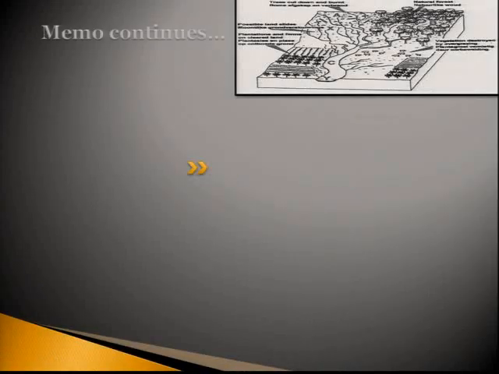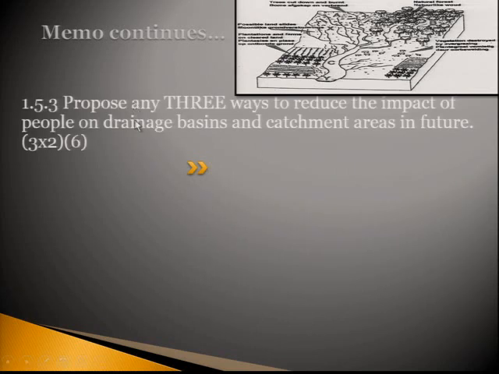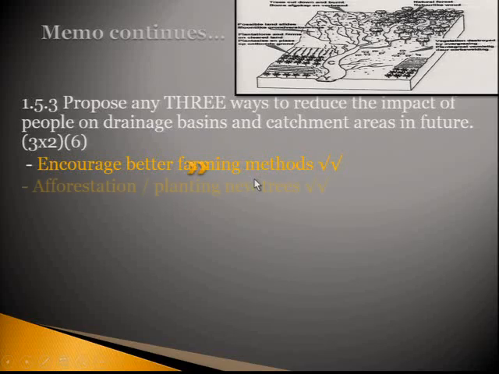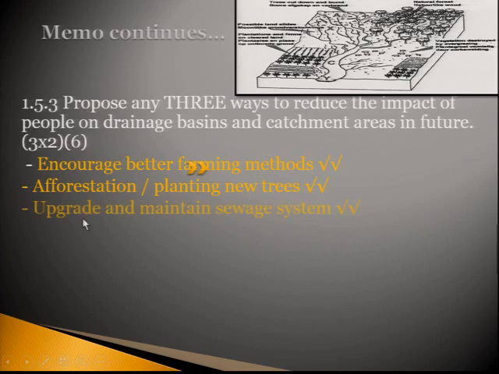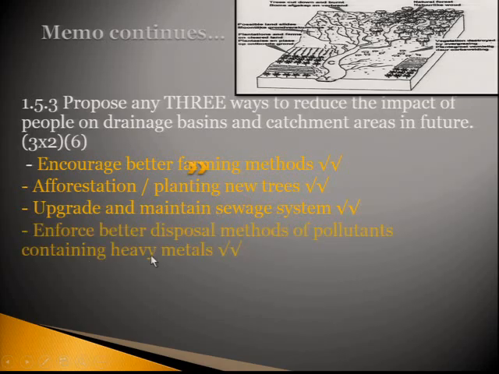Then we move to the next slide, 1.5.3. Propose any 3 ways to reduce the impact of people on the drainage pattern, on the drainage and the catchment area in future. Your 6 mark. Say, encourage better farming methods. The second one, start to plant trees, or afforestation, and upgrade and maintain your sewage system. Then the 4th one, enforce better disposal methods of pollutants containing heavy metals.